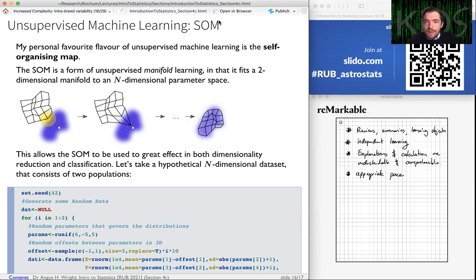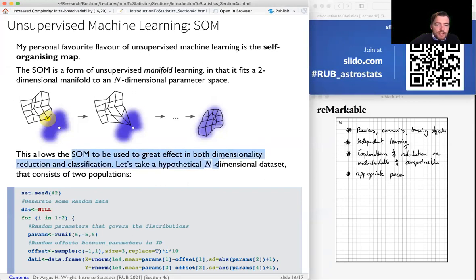And what the self-organizing map is, it's a form of manifold learning, a form of unsupervised machine learning that fits a two-dimensional manifold to an n-dimensional parameter space. So that is, it has some two-dimensional thing, which here is shown as this mesh, and it has in this case a three-dimensional blob, which is a weird shape. And then it takes this manifold here, and it tries to wrap the space in the manifold as best as possible. And that's how you end up with the final mapping. And that's this thing here.